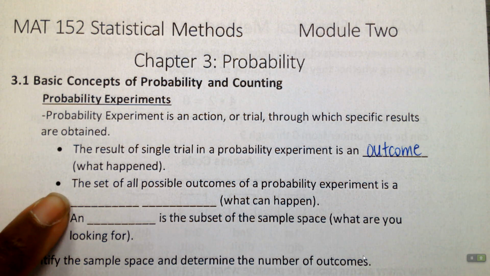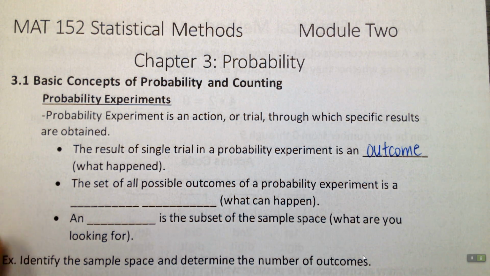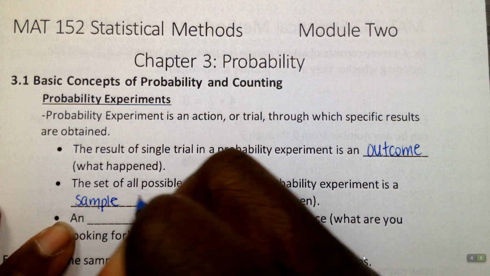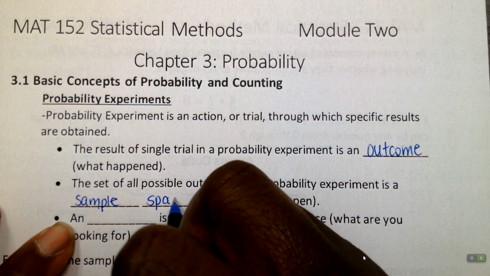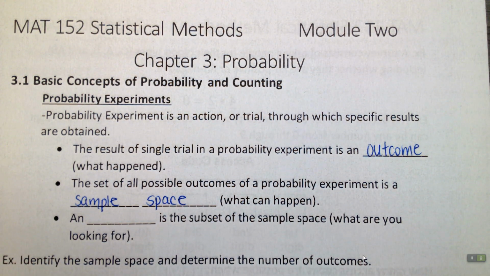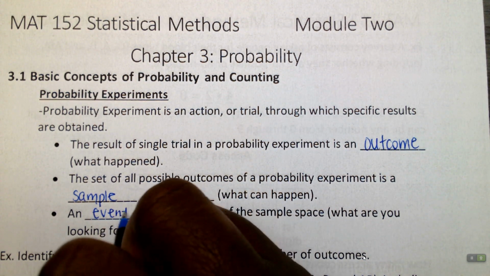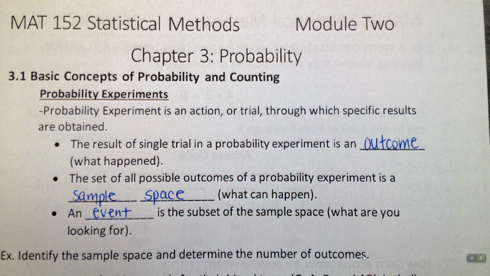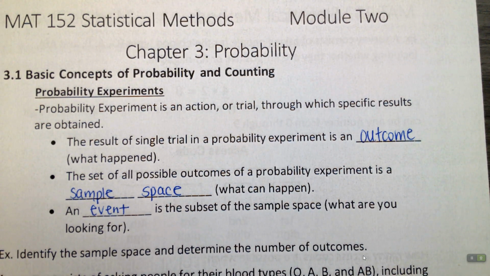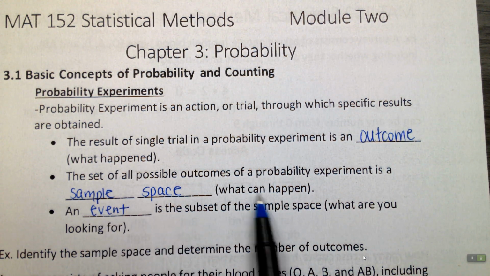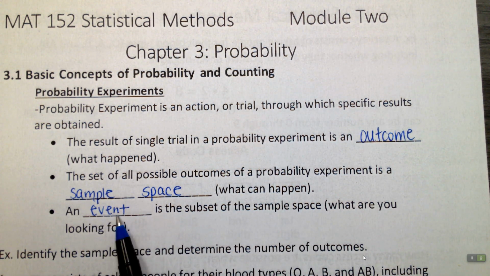The set of all possible outcomes of a probability experiment is called a sample space. So we have to consider what outcomes we can have. Is it possible to get the outcome that we're looking for? And then an event is a subset of the sample space. So what are you looking for? An outcome is what actually happened, the sample space is what can happen, and an event is what you're looking for specifically.